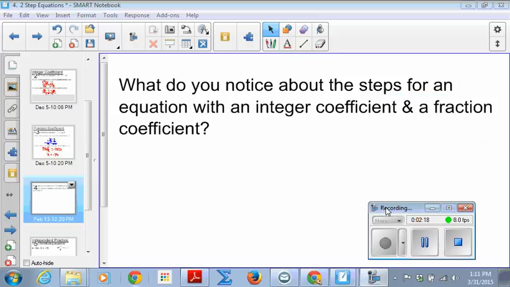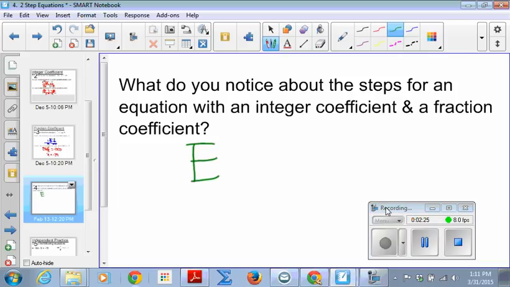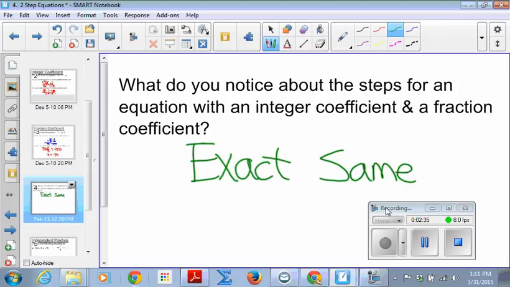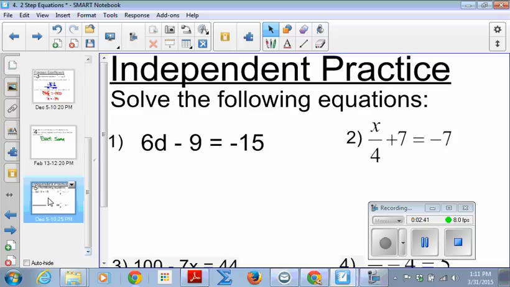So the steps for an equation with integer coefficient and fraction coefficient are the exact same. In math, I've been telling you this a lot this year: do not worry about weird numbers. Trust the processes, trust the steps being taught to you, the exact same thing, regardless of the coefficients.